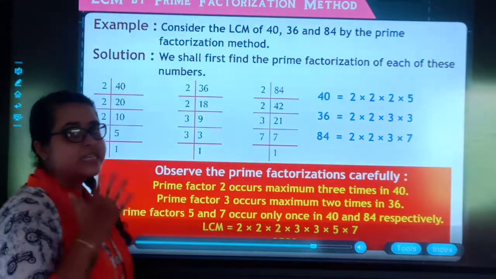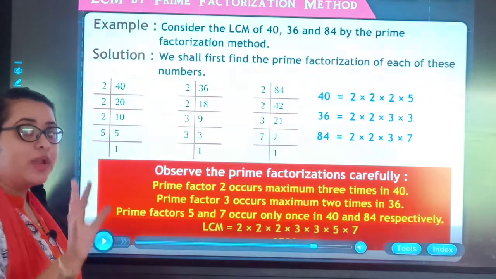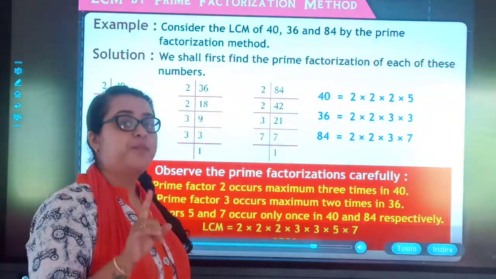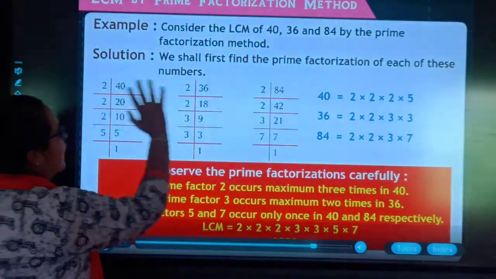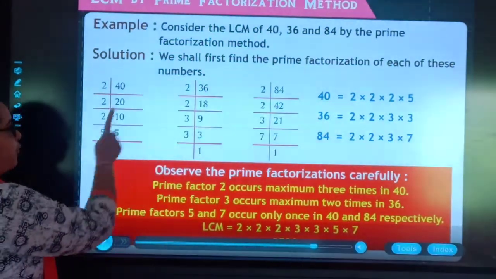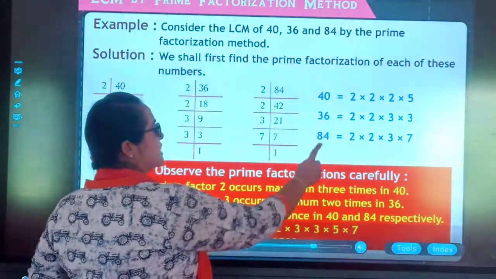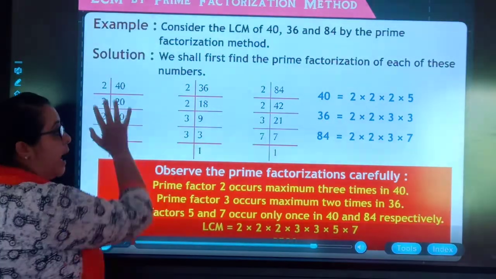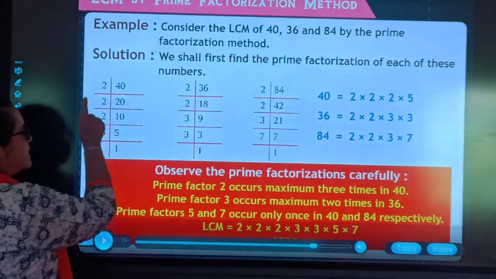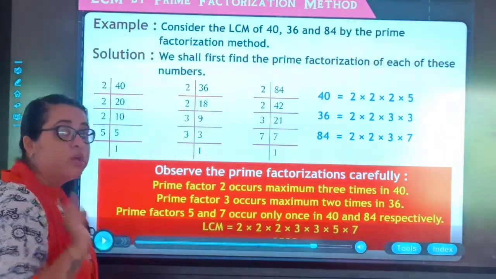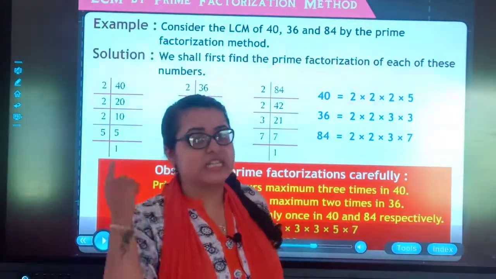So students, let's have a quick discussion. When it is asked that you have to calculate the LCM on the basis of prime factorization, what you will do? You will calculate it separately, like 40, 36 and 84. अब आपको ये आता है करना अच्छे से. You know this. Like 40, 2 20s are 2 10s are 2 5s are 2 1s are. You know this. But there's little bit difference that how to calculate the LCM.